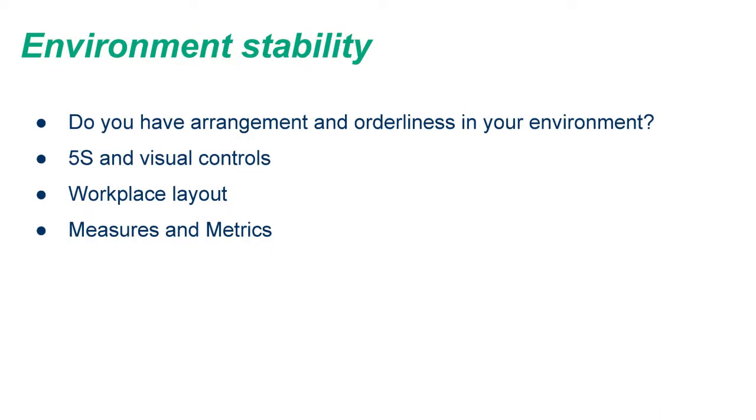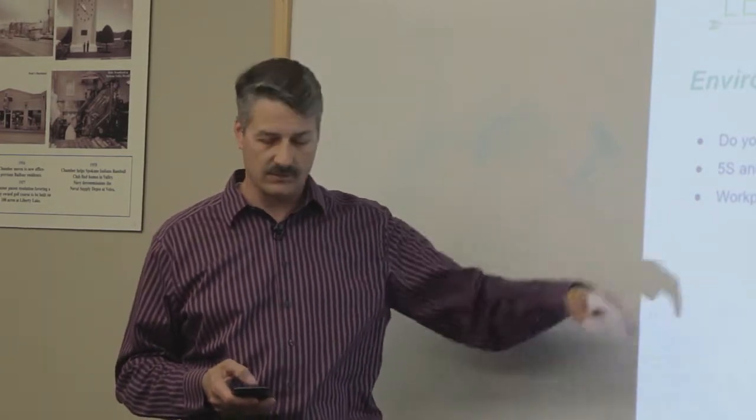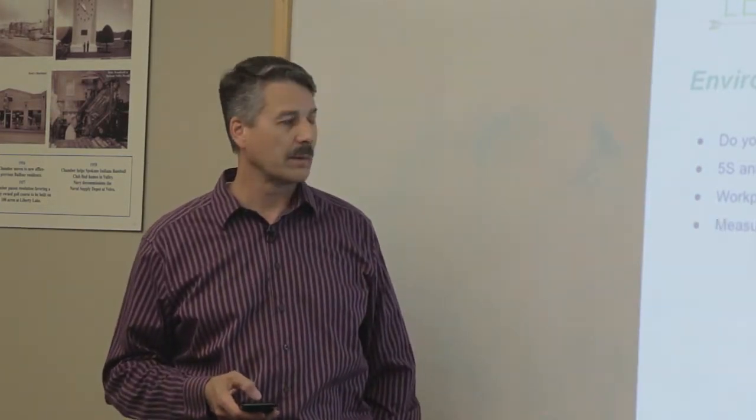All right, environmental stability. Do you have arrangement and orderliness in your environment? I put the typical 5S and visual controls, and coming from larger companies with lean, you're probably familiar with what those are. These would be future topics to deep dive into a bit more, such as workplace layout, when talking about measures and metrics associated with your process.